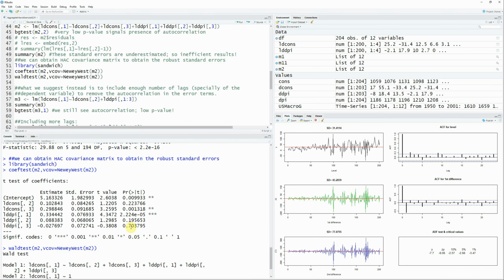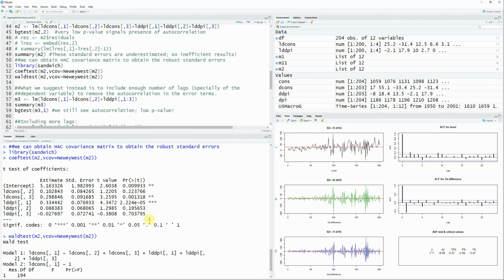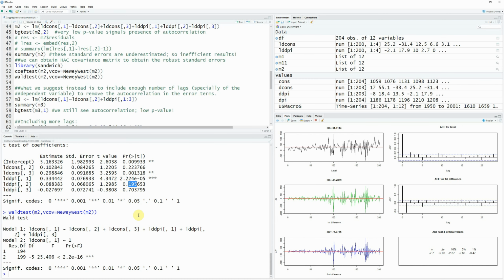This is now a 70% p-value, it was 60%. This is almost 10%, and now it's 19%. So as expected, some variables lost their significance. But what we want to do is include more lags, because that's the reason for having that problem in the first place, the autocorrelation problem in our error terms.